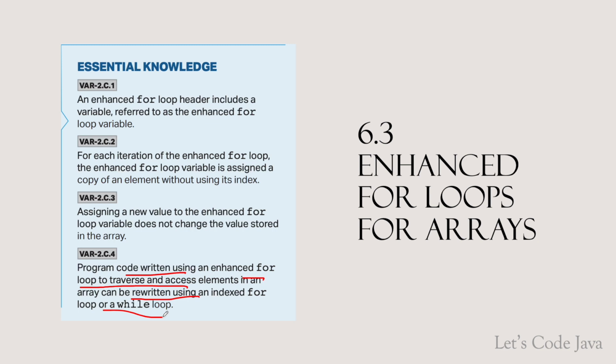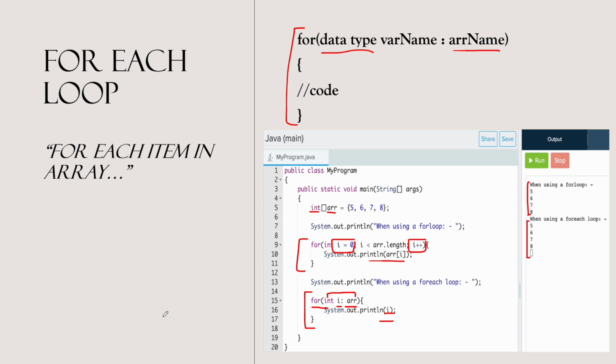Not everything that is written using a for loop or a while loop can be written using an enhanced for loop. However, the reverse of that applies correctly. So anything that you write in a for each loop, or enhanced for loop, can always be written into a for and while loop, but not the same the other way. Okay, so the for each loop, or the enhanced for loop, for now I'll call it the for each loop.